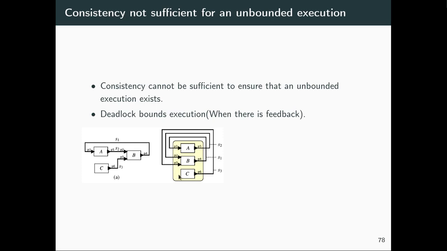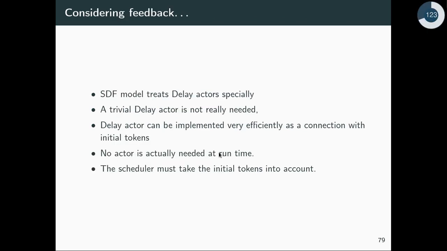So we can actually produce a feedback system like this, like in a cascade composition manner. When there is a feedback, deadlock bounds execution. So how do we solve this? We have two different methods that we can use. One method is where we add a delay actor.